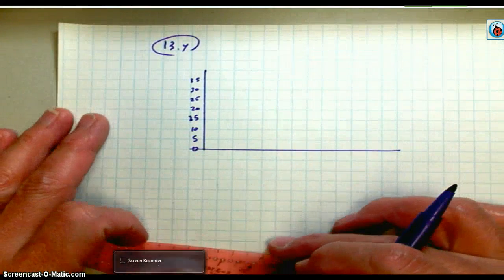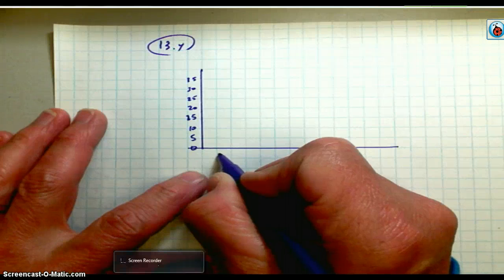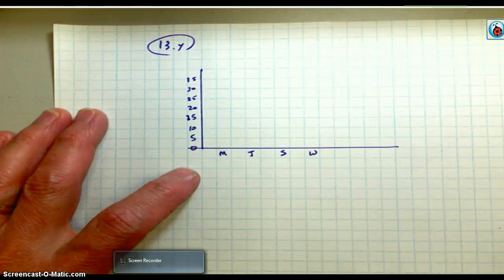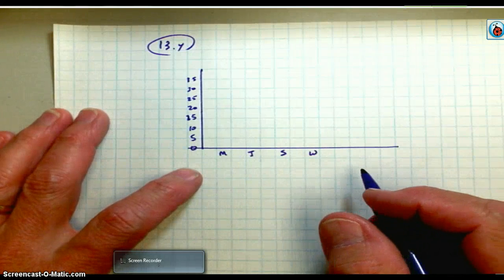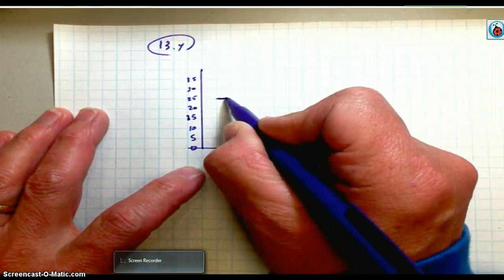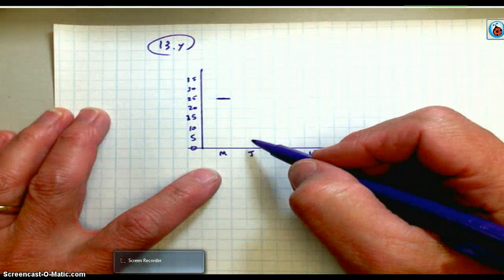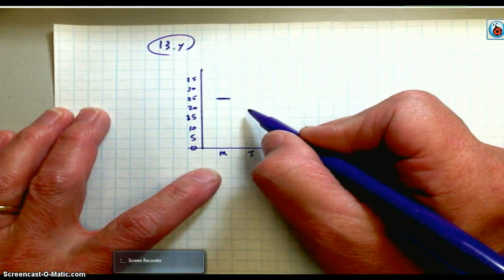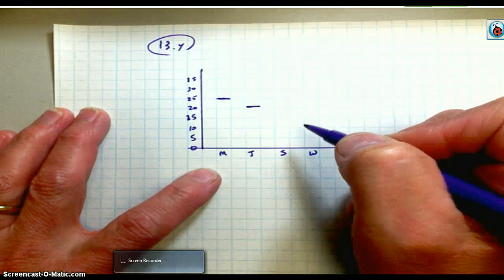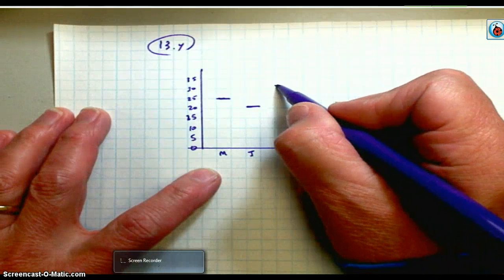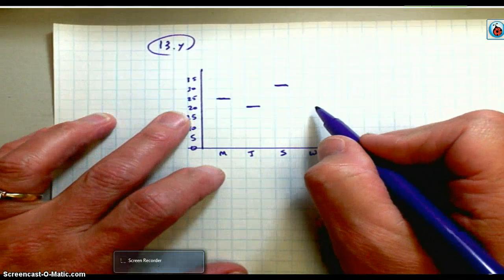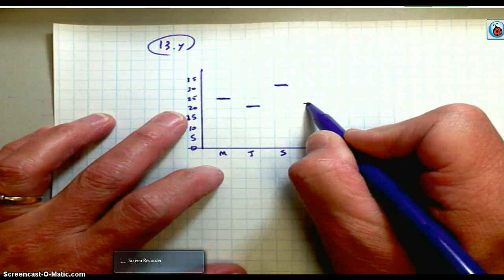And then we have milk, juice, soda, and water. Now, according to our data, milk is 25, so we're going to make our bar up to 25. And juice is 21, so just a little bit over 20. And soda is 31, so a little bit over 30. And water is 23, in between 20 and 25, so right there.